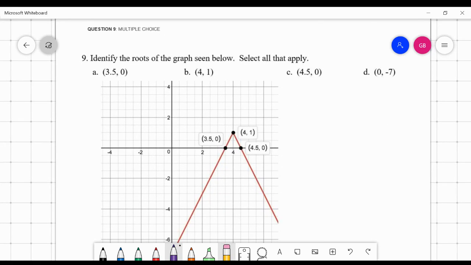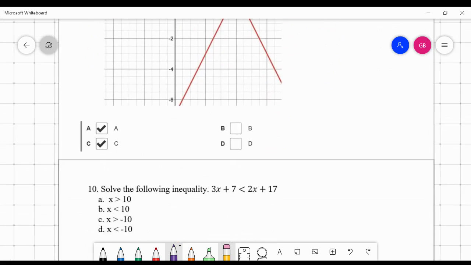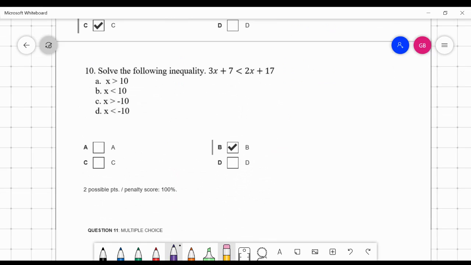Identify the roots of the graph below. So the roots are where it crosses the x-axis. So we could see here that we have a root at 3.5 and at 4.5. So the answers are A and C. Okay, we're going to solve the following inequality. Okay, so first I'm going to subtract 2x on both sides.